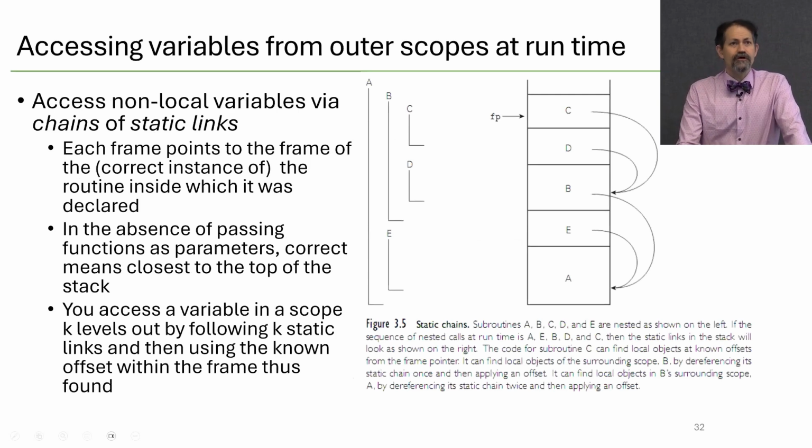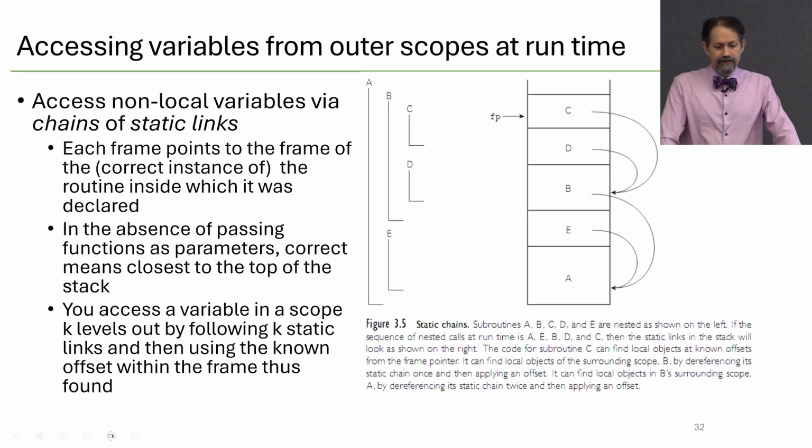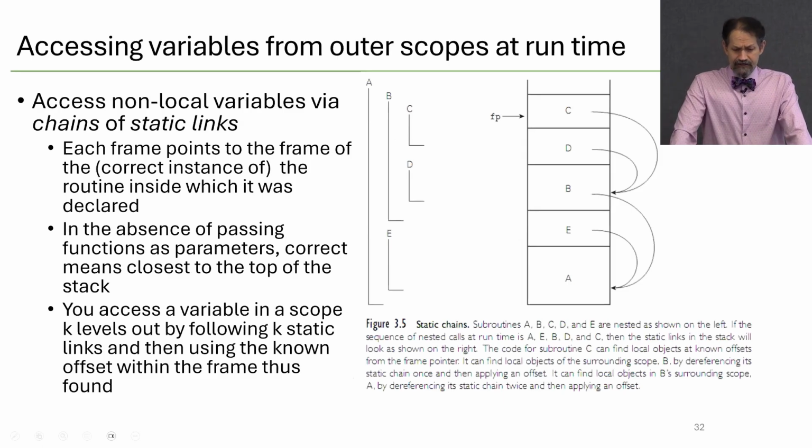So this is graphically shown on the right, where C has a static link down to B. The function D might have a static link down to B as well, because both C and D are nested in B. And then E might have a static link to A as well as B. So each frame here points to the frame of the routine inside which it was declared.